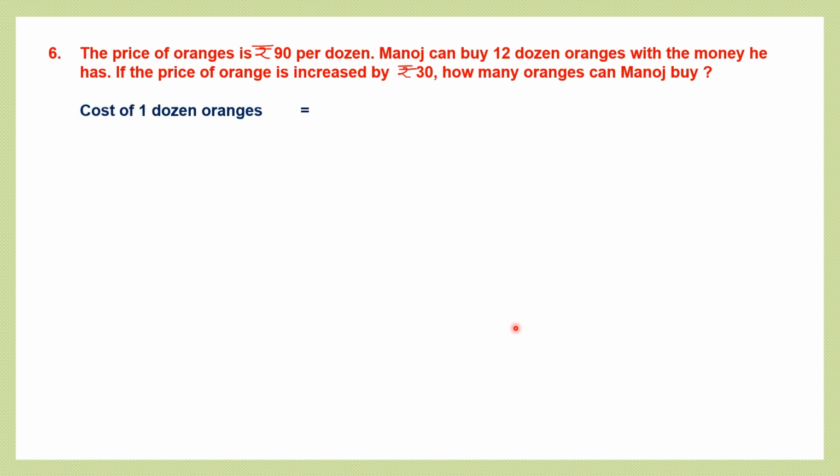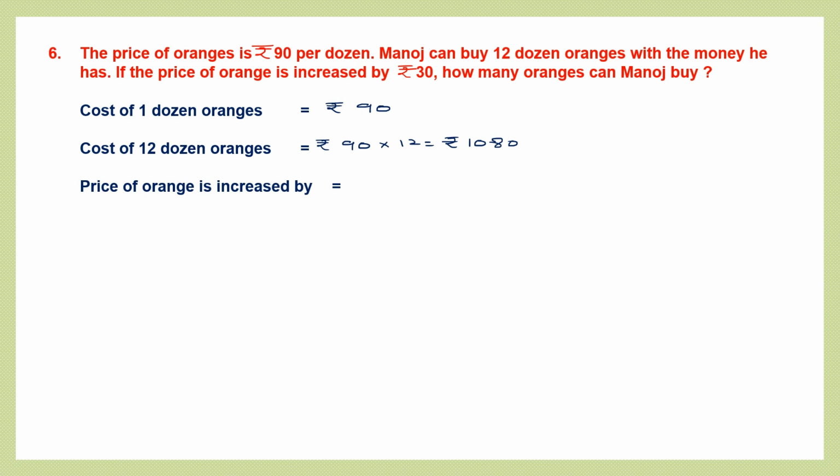So let's begin by saying cost of 1 dozen oranges is 90 rupees. This is the cost of 1 dozen. Then cost of 12 dozen will be 90 into 12, and that is rupees 1080. This is the cost of 12 dozen oranges. Price of the orange is increased by 30 rupees. So now what is the new price of oranges? 1 dozen oranges was 90 rupees. Now it has increased by 30 rupees. So it has become 120 rupees. This is the new price of oranges.